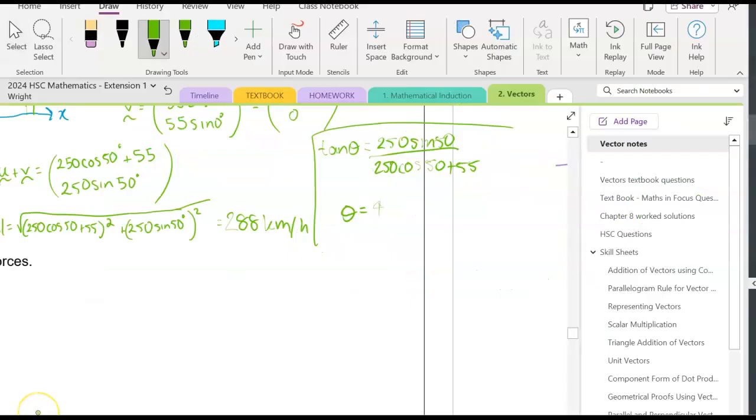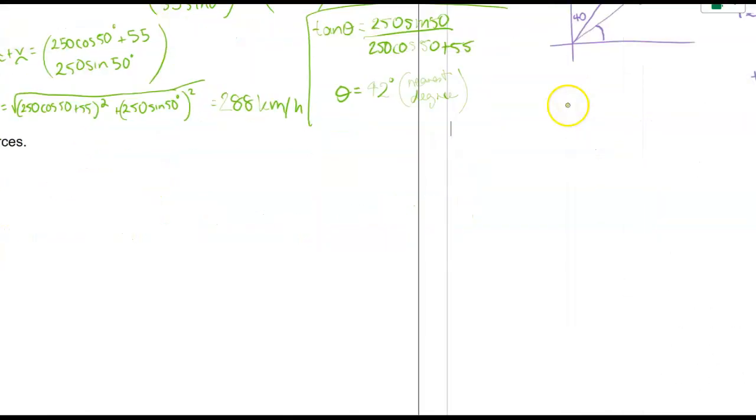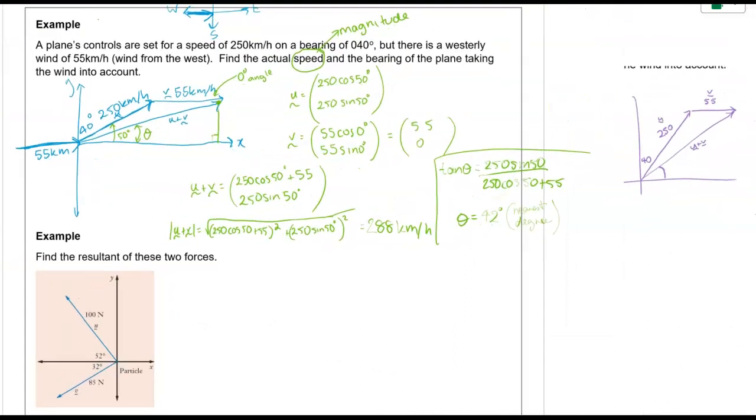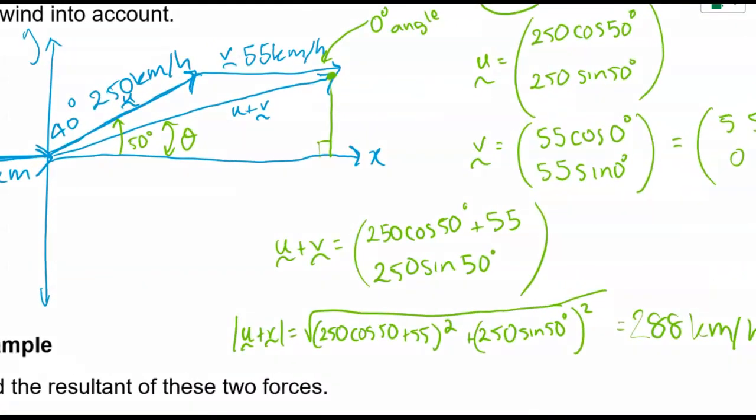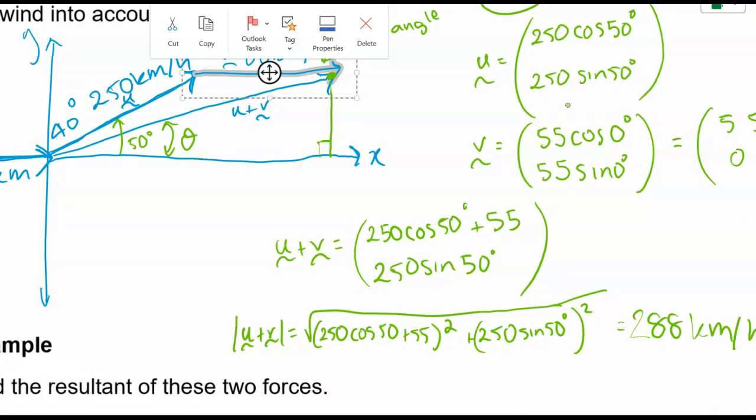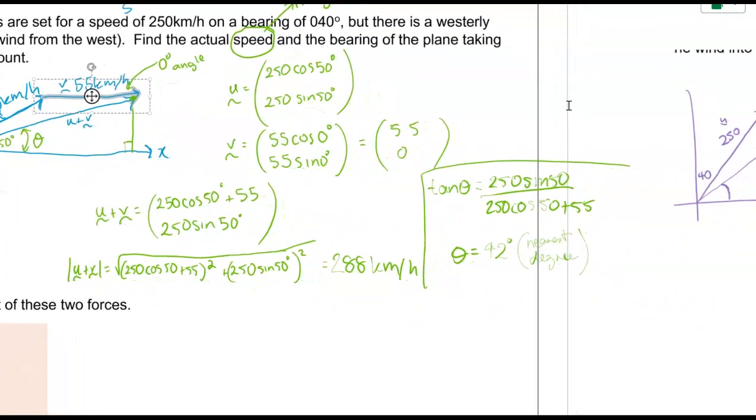Let's pop in our calculator and get theta. I'm just going to go to the nearest degree, so the nearest degree is 42 degrees. We're nearly there. Let's go back and double check what we were doing. So that gave us theta in our diagram. But remember we wanted our bearing, so we need to have 90 minus 42, which is 48. So our bearing is 48 degrees. Our solution is that the resultant vector is 288 kilometers an hour on a bearing of 48 degrees, or you might write it as 048 true.